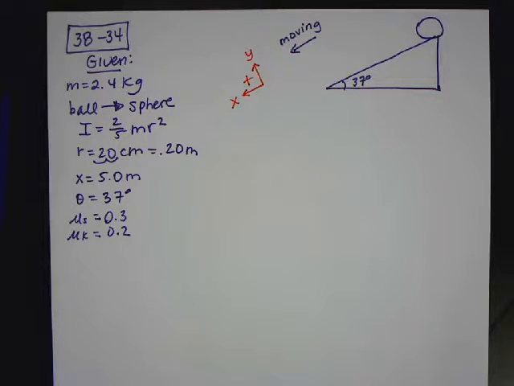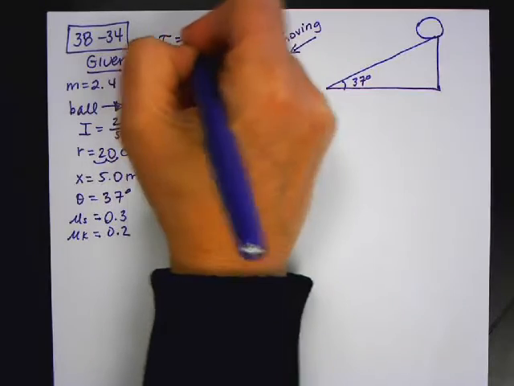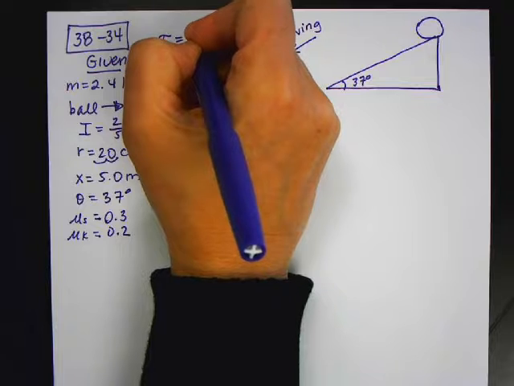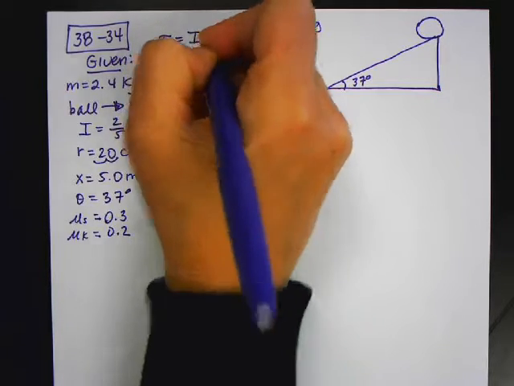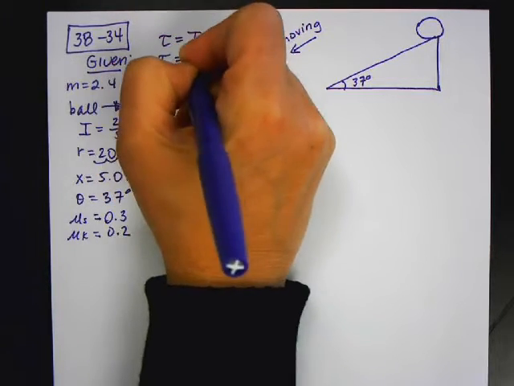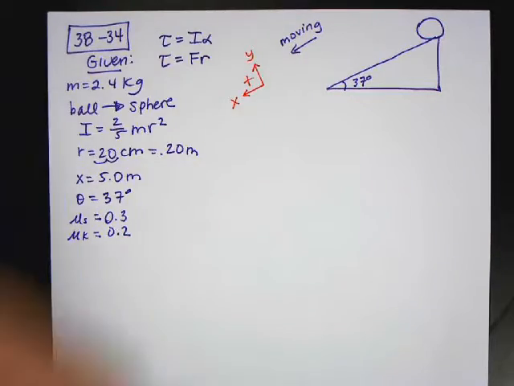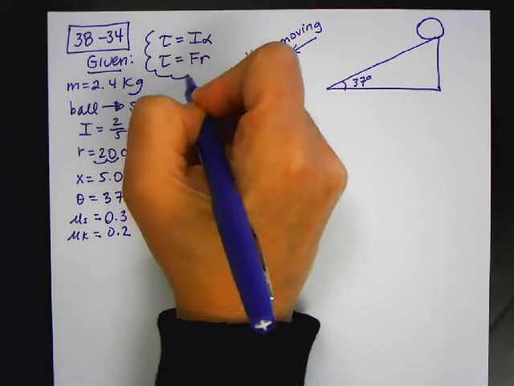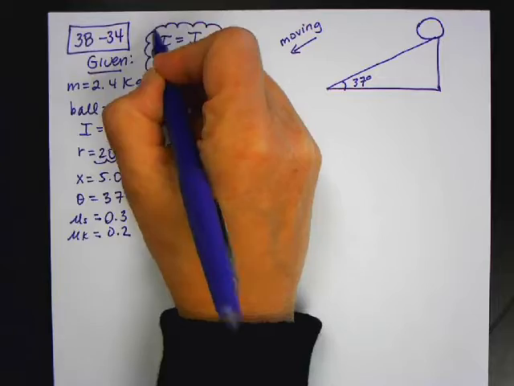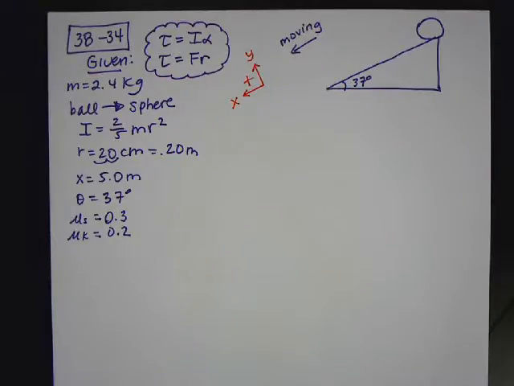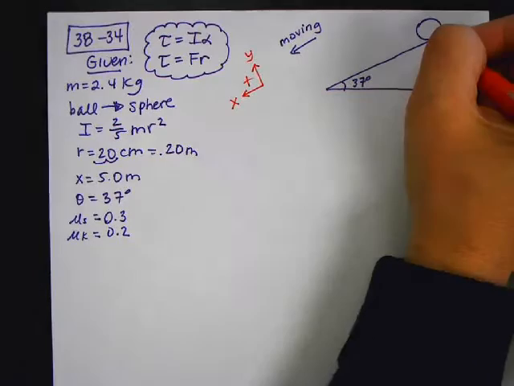Now, because I'm using kinematics for this, remember that rotational dynamics has to do with torque is equal to I alpha. But we also learned torque is equal to Fr. So we're going to combine these two together to figure out what we need to do. If I look at this, let me draw my free body diagram.